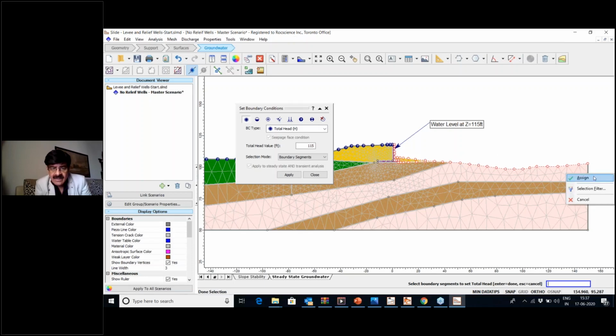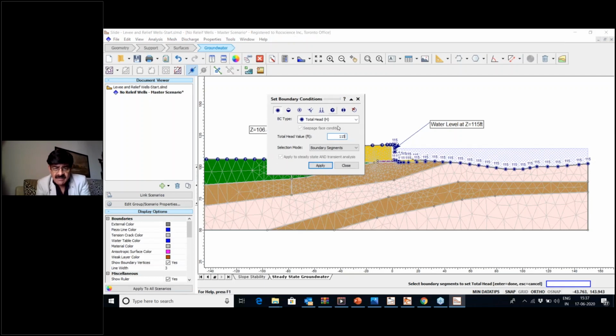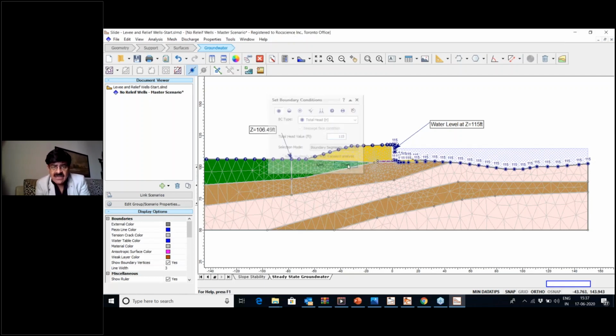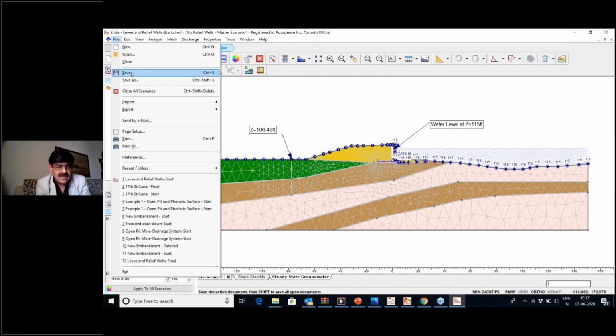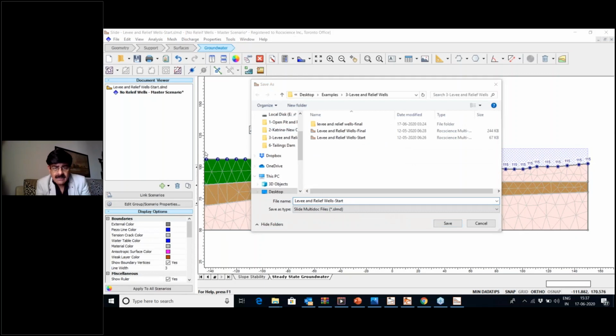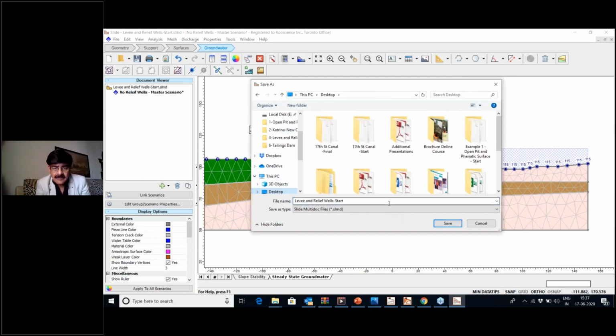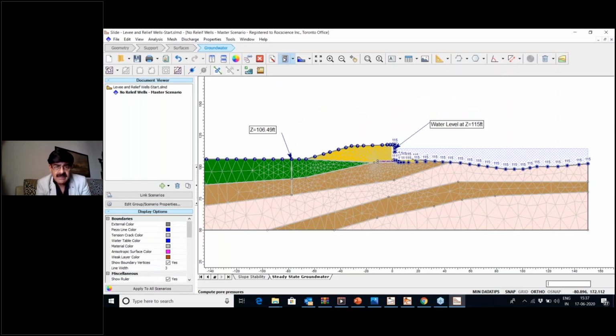This is, and we can assign, I think, so yes, it has been assigned. 115 feet of total head has been assigned, as you can see here. The boundary conditions have been assigned. So I think we are ready to carry out the analysis, for which let me just save it once again. And we can do the compute then.